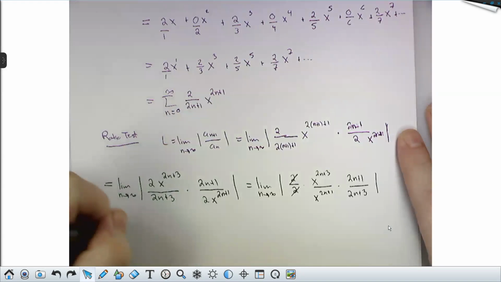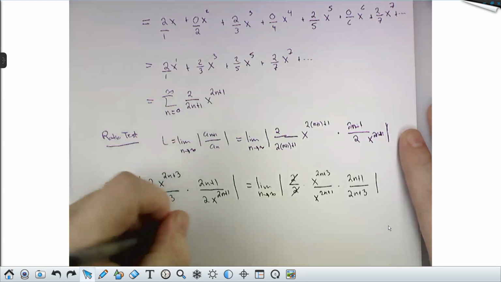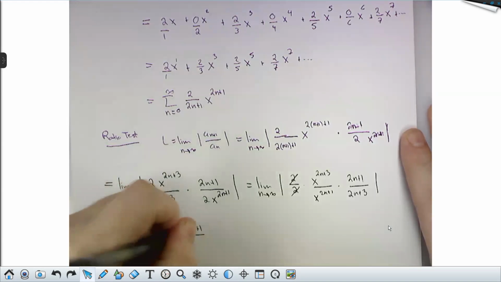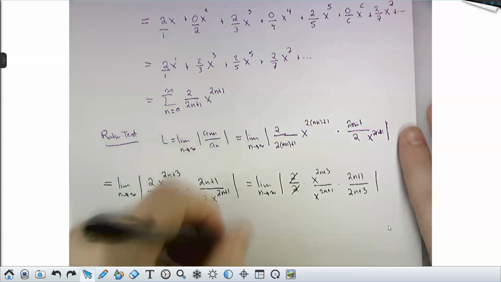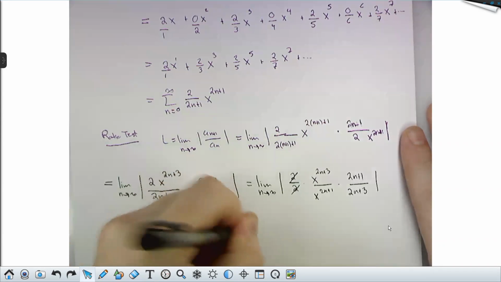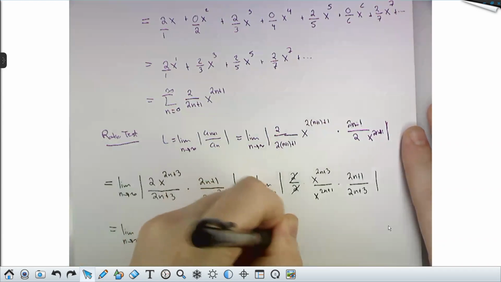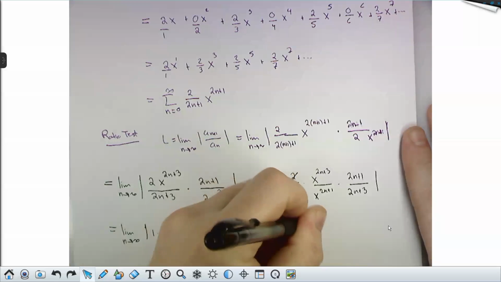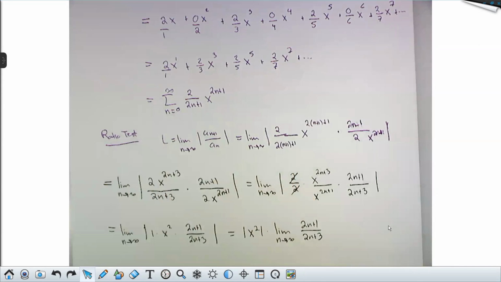So I'll have the limit as n goes to infinity, absolute value of 1 times x squared times 2n plus 1 over 2n plus 3. I can pop out an absolute value of x squared. And then 2n plus 1 over 2n plus 3 is definitely always positive, so I can lose the absolute values there. What is the limit of this remaining piece here?